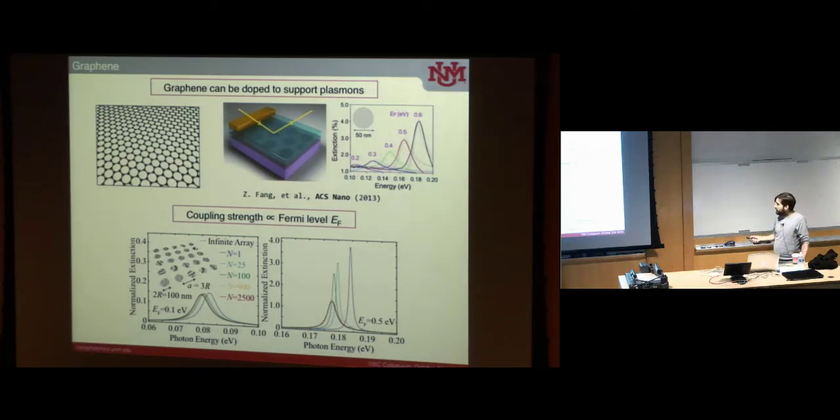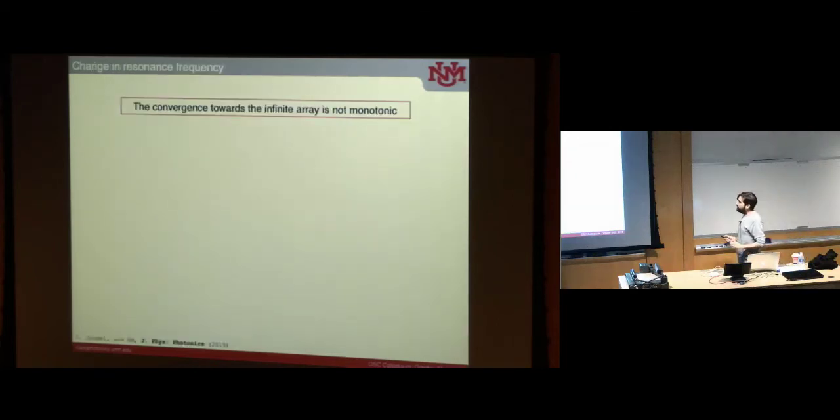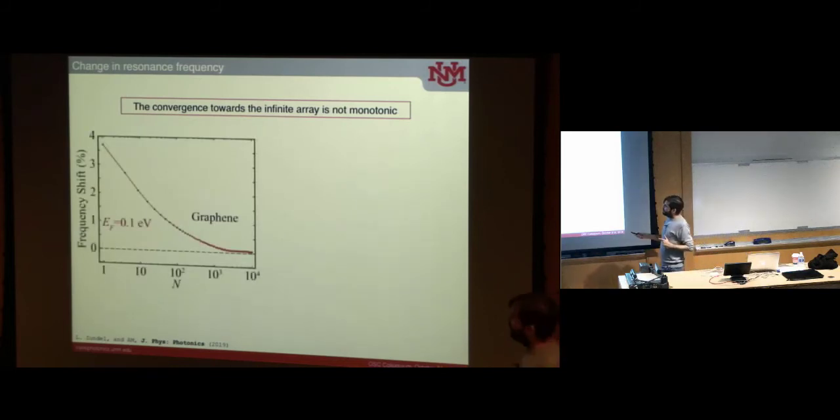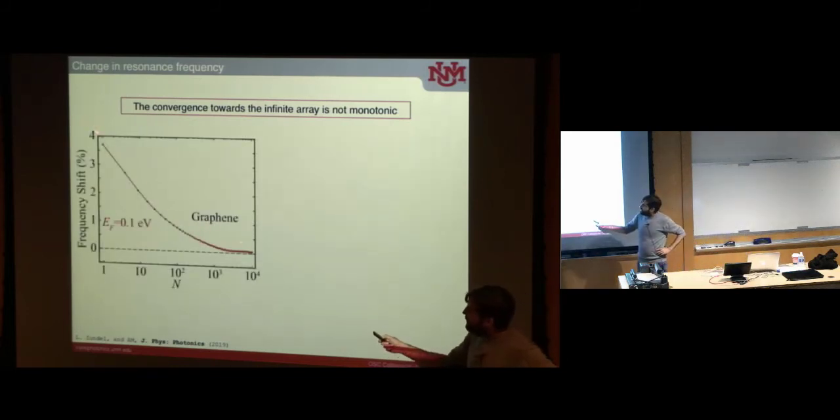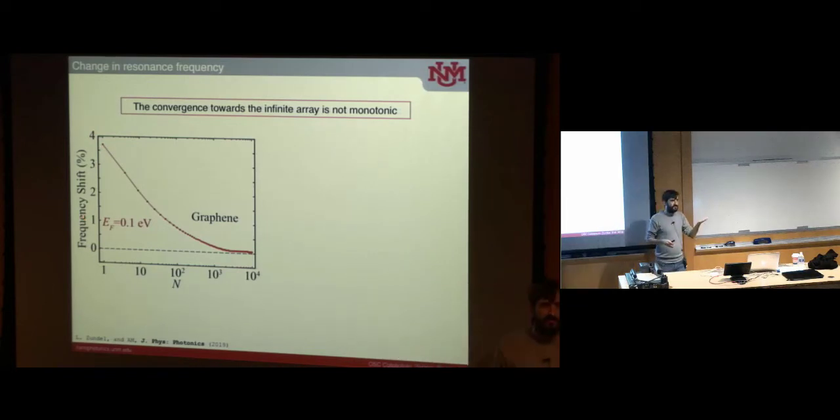But there is something, I don't know if you have realized, there is something interesting on how you approach this infinite limit. In particular, when you look at the graphene cases, you see we are approaching the infinite limit. So here is essentially the shift with respect to the infinite limit. So the line will be the frequency of the infinite limit, and this is essentially for 1, for 10, and so on and so forth. And you see we approach from the blue side, so the frequency is decreasing.